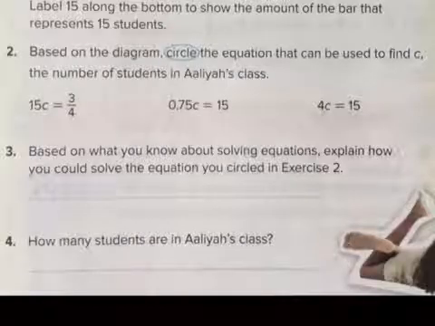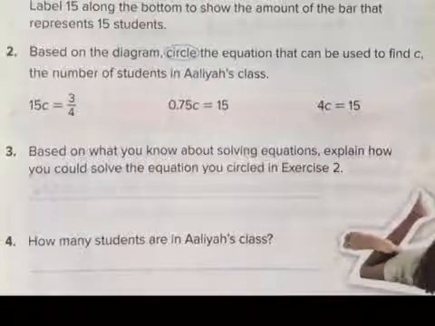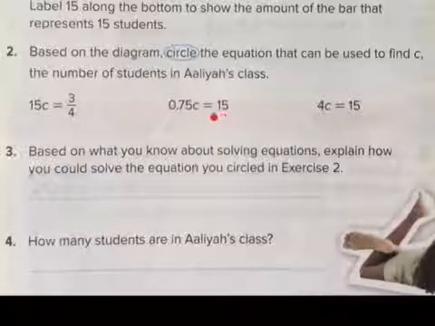Based on that information, let's circle the equation that can be used to find C, the number of students in Aliyah's class. C is the total number of students. Okay, so let's see, 15 times the whole number is 3/4. That makes no sense to me. 3/4 or 75% times C is 15. Okay, that makes a little bit more sense.